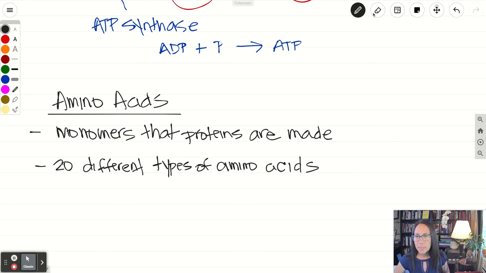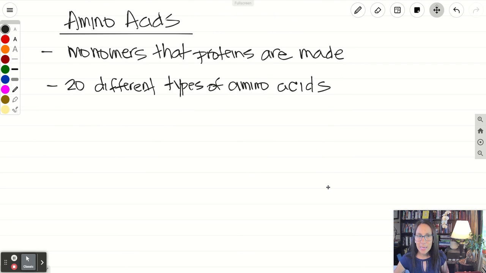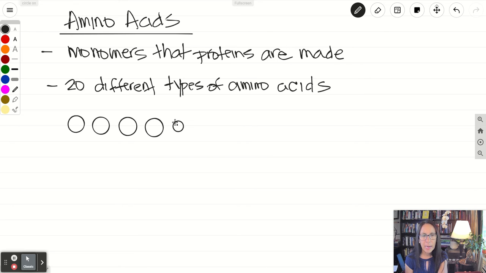So I would like to point out that when a protein is made, you have one amino acid that binds to another amino acid, and I'm just drawing them as circles right now. I will show you the specific structure in a second. But let's say these are different amino acids, and each amino acid is bound to each other. So when a protein is made, you make a long string of amino acids. This long string is called a polypeptide chain.